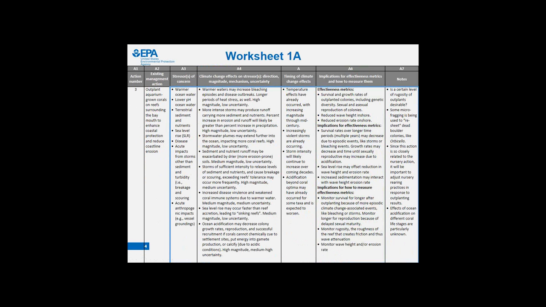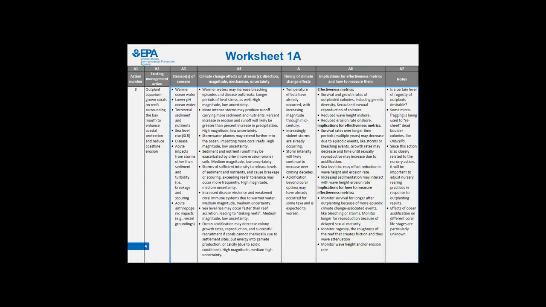Sea level may also offset whatever reduction in wave height and erosion rates that we get. So the concept here is that having more coral on the reef growing and creating roughness, creating friction, will actually slow down and reduce the size of the waves and thus reduce the amount of erosion. But sea level rise, if it is fast enough, can offset whatever increases in coral growth rate and increased roughness we get.